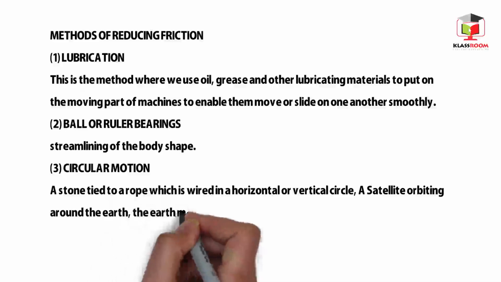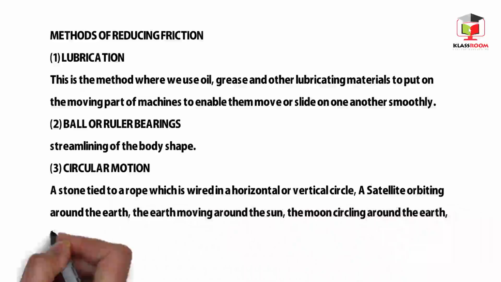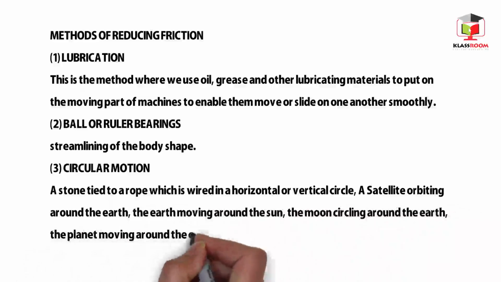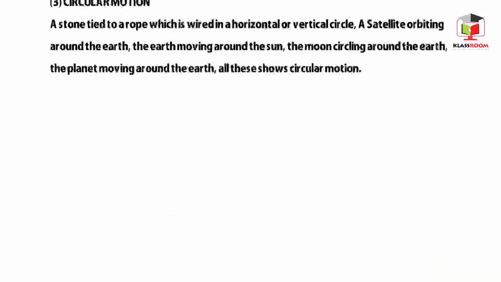A satellite orbiting around the earth. The earth moving around the sun. The moon circling around the earth. The planet moving around the sun. All this shows circular motion.